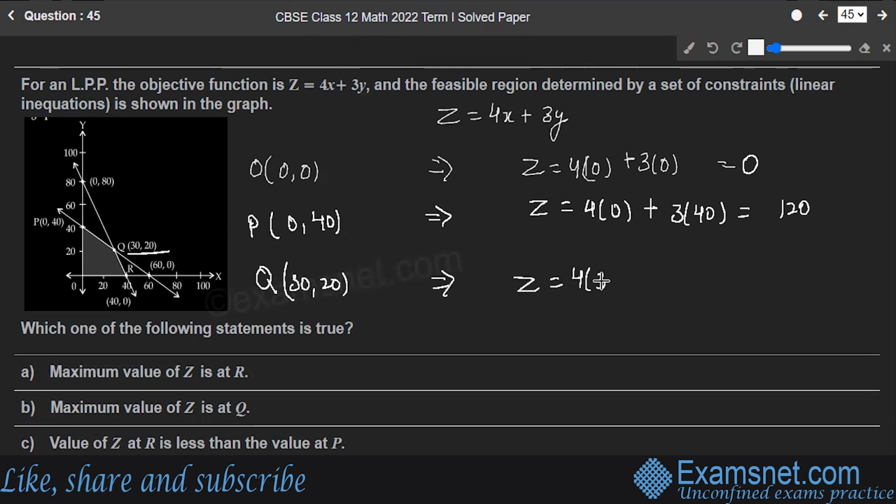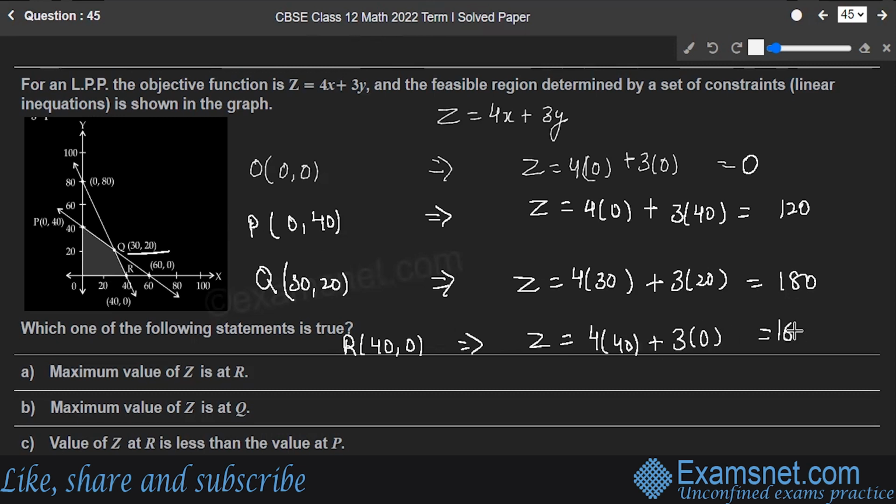4 into 30 plus 3 into 20, which is equal to 120 plus 60, or this is equal to 180. And the last, R, which is given by (40, 0), Z is given by 4 into 40 plus 3 into 0, which is 160. Therefore, this is the maximum value, and the maximum value is at Q.